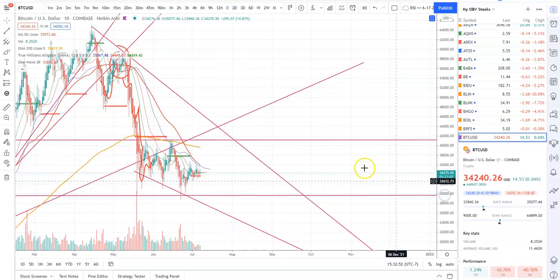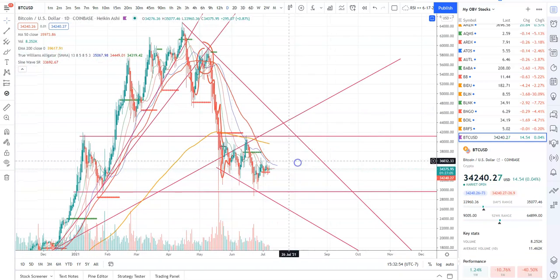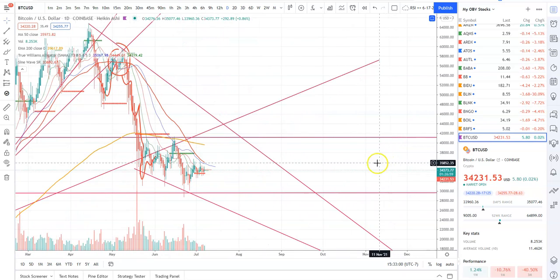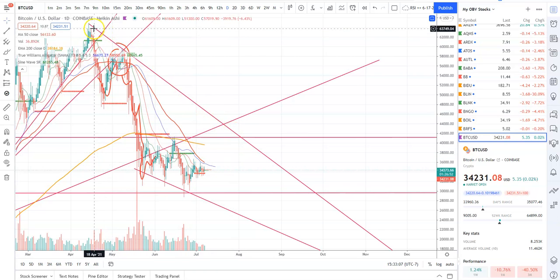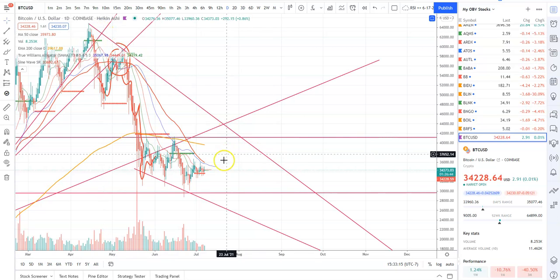The only thing really I'm seeing here is that there is very strong resistance in this area around 41,000. In order for Bitcoin to start repairing its price, this is very clear to me here. We need to pass this line of resistance, this downsloping line here.